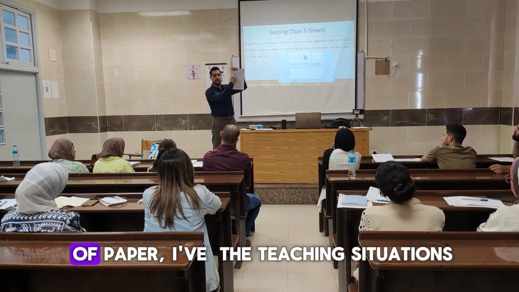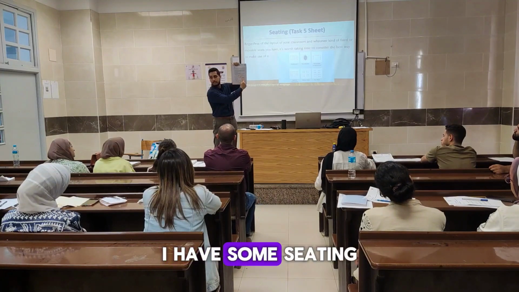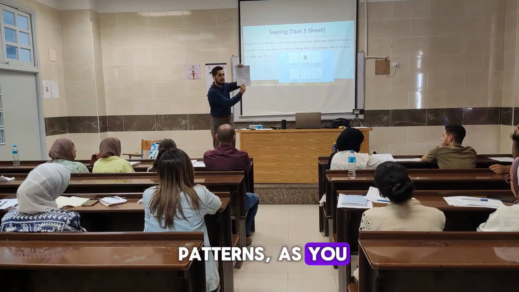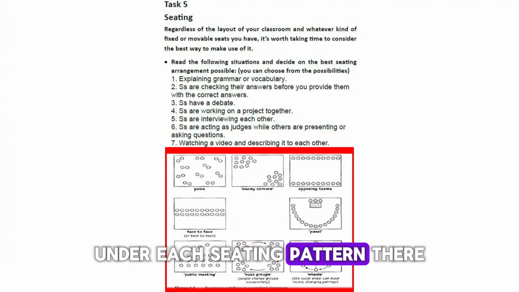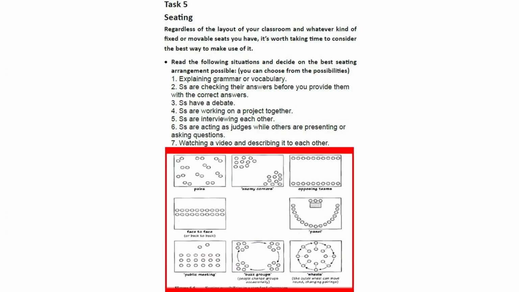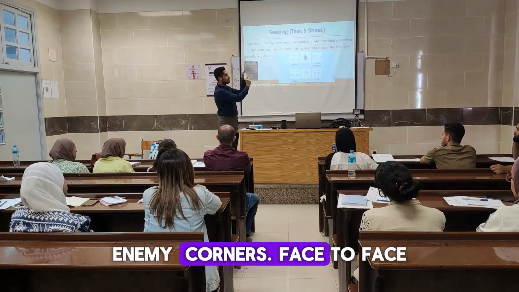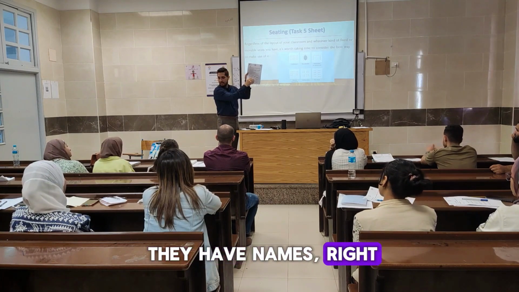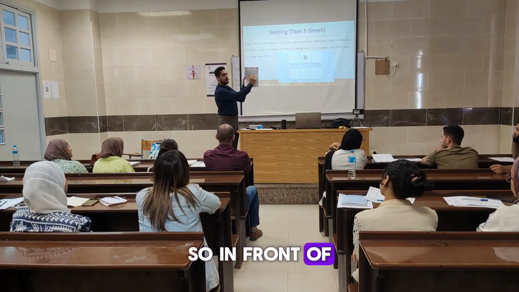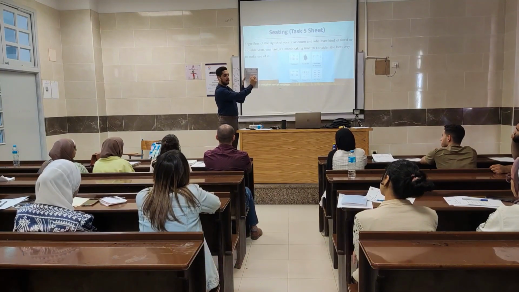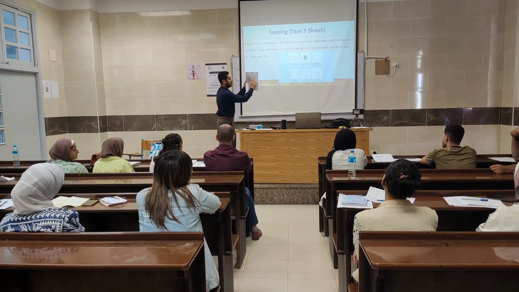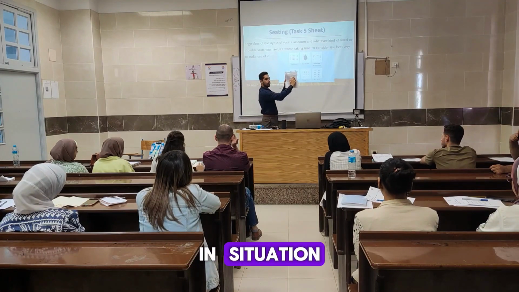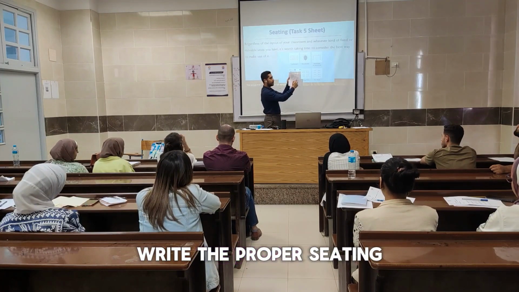On this piece of paper, I have the teaching situations and some seating patterns. As you can see, under each seating pattern there is its name. This is called pairs. This is called enemy corners. Face to face. Public meeting. So we have names, right? Good. In front of each teaching situation, write the proper seating pattern.